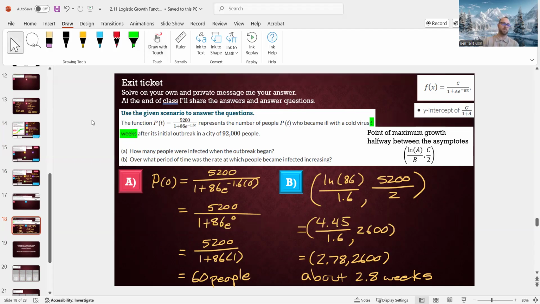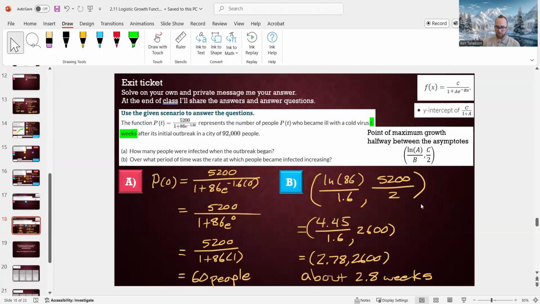Well, just like COVID and other viruses, we want to find out how fast is this growing? And when is it going to stop growing? Right? That's really important. And that's exactly what we're being asked. Over what period of time was the rate at which people became infected increasing? So visualize it up to the point of max growth, right? So we really need to find the point of max growth.